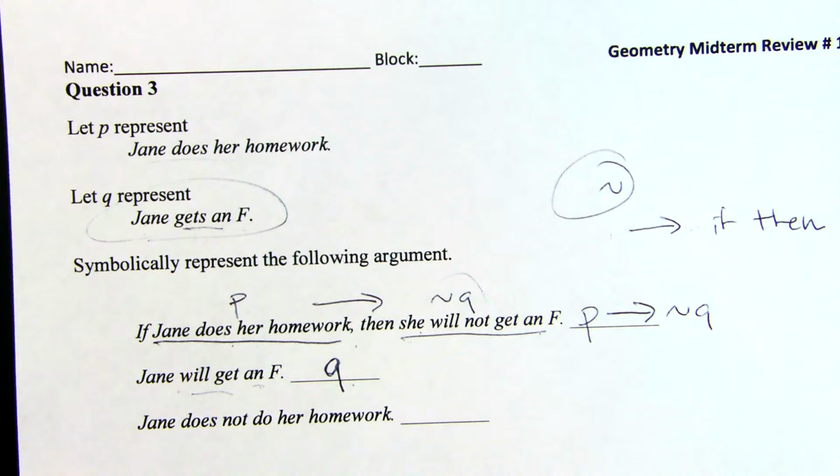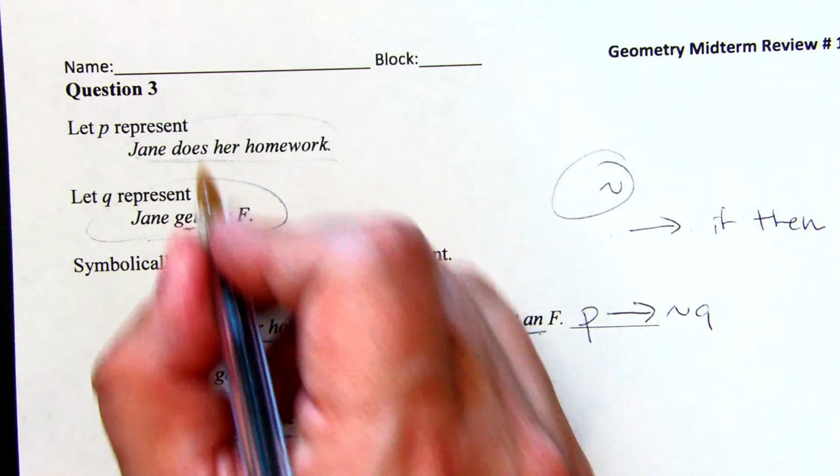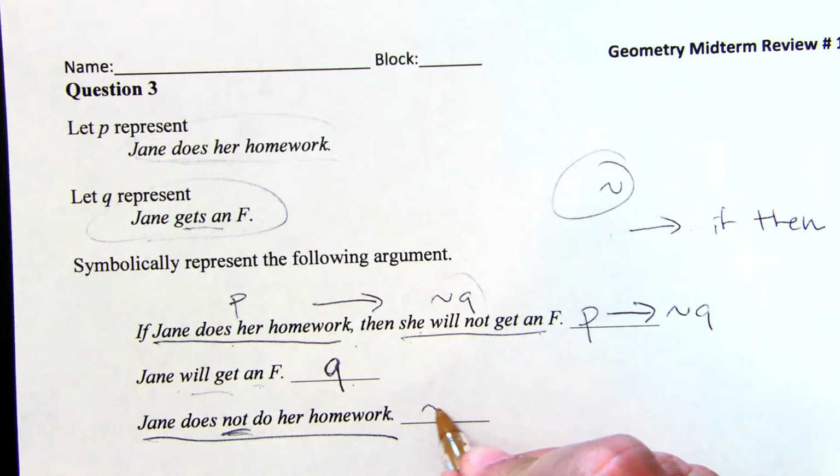So we got Q. Now, final thing, Jane does not do her homework. Well, P is the one that's about Jane and her homework, but here it is not do her homework. Here it is does her homework. So that's going to be not P. And that's all there is to it.